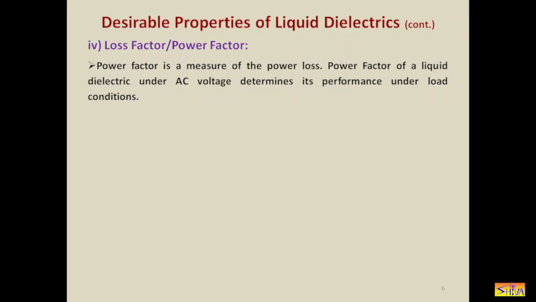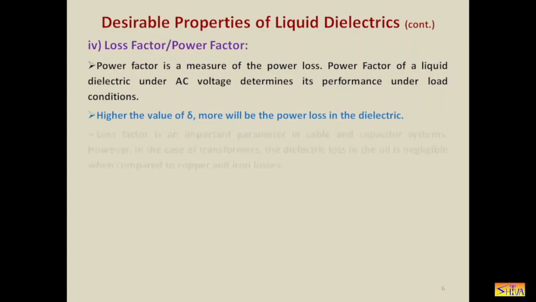The power factor of a liquid dielectric under AC voltage determines its performance under load conditions. Why is it considered under AC condition? Because if we consider the DC condition, then the effect of capacitance will not be there. Therefore, we consider this power factor for AC application, and in general the power factor term is applicable for AC application only. The higher the value of delta, the more will be the power loss in the dielectric.